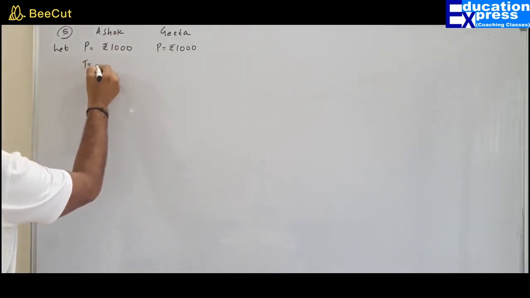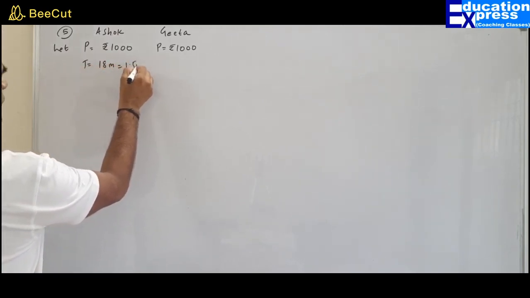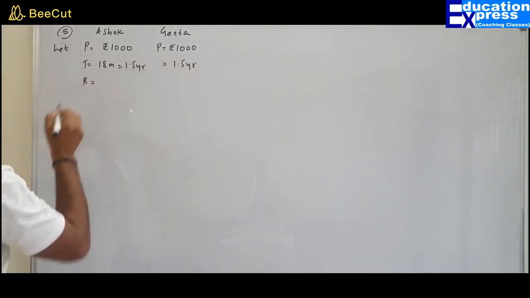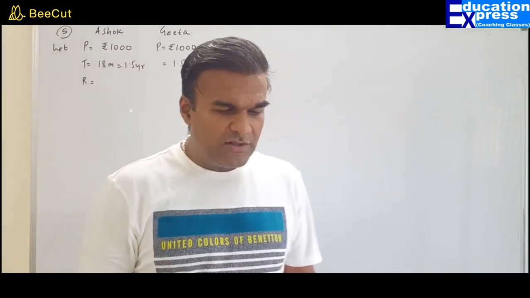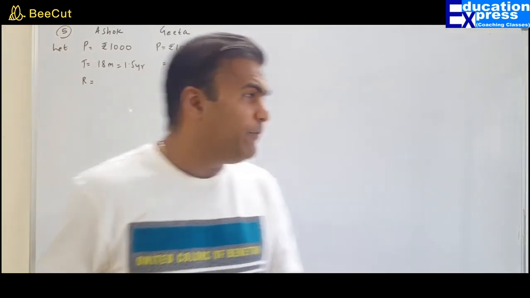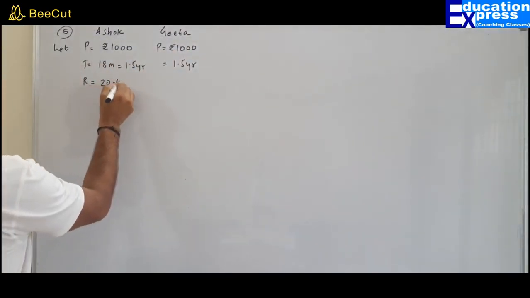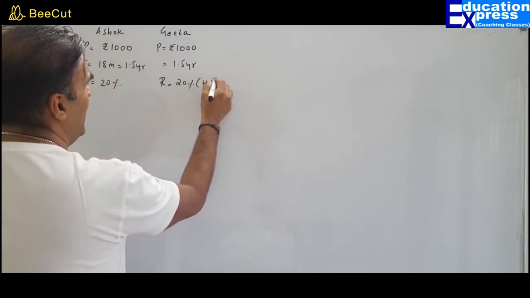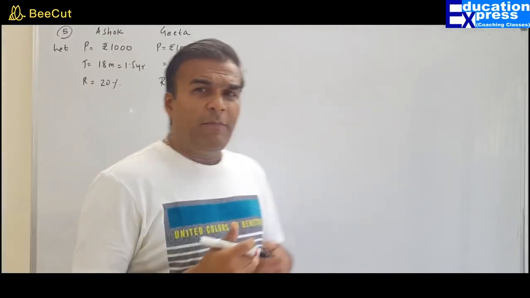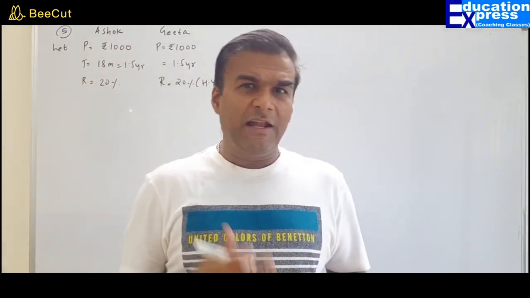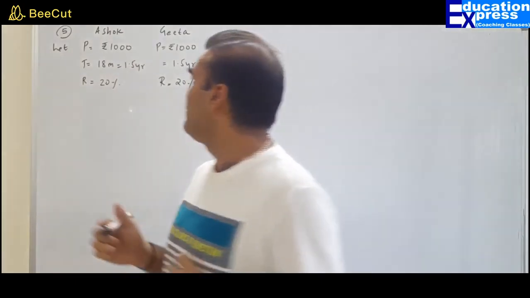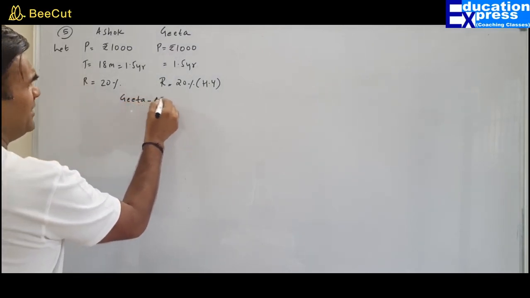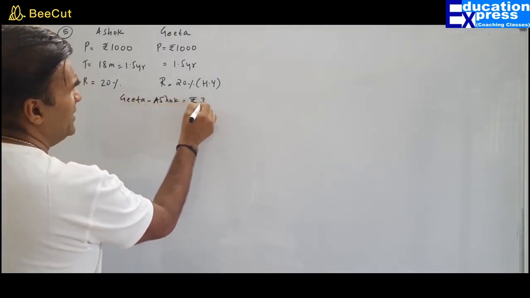What about the time horizon? Sir, 18 months, which is 1.5 year. Here also 1.5 year. What about the rate of interest? So rate of interest is also mentioned to us. They say that 20% per annum. So rate of interest is 20% per annum in case of Ashok. And over here also it's 20%, but interest will be paid half yearly. Matlab, at the end of 6 months you get 10% and at the end of another 6 months you get 10%. Now who got more interest? Geeta minus Ashok is rupees 33.